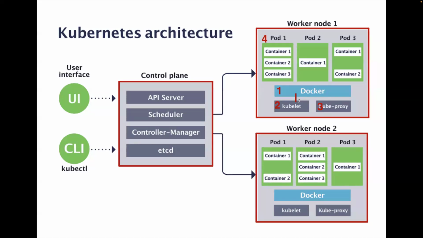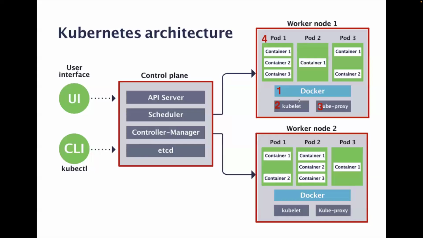So that's the second component, and this is the one which takes the instructions from the master node and deploys the containers or pods. I mean, starts the pods on the worker nodes. So that's a Kubernetes agent, kubelet, which is running on every worker node. This kubelet should be running on every worker node for it to function. Okay, that's the second component.